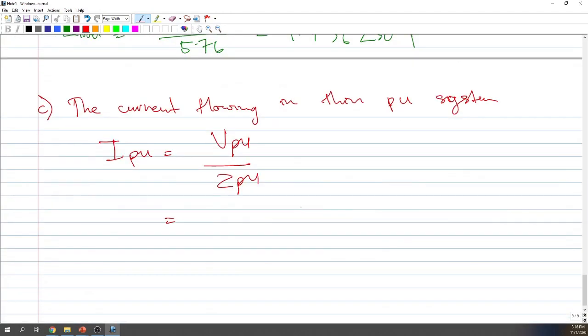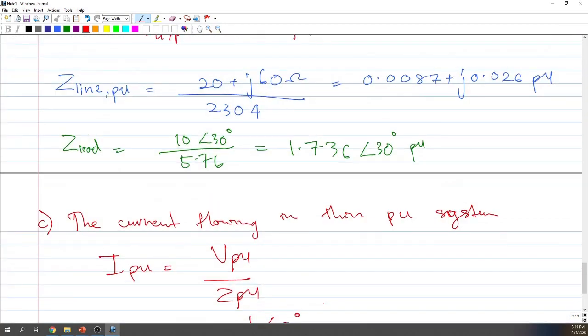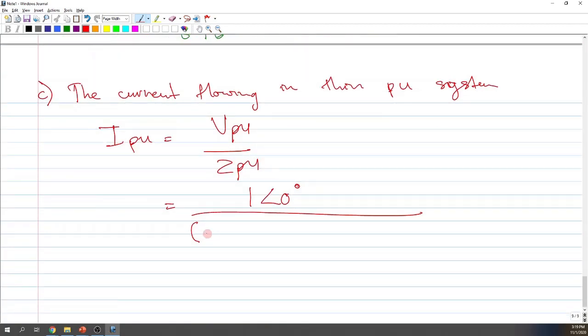Okay, so untuk atas ni dapat 1 lah, 1 angle 0. Okay, so untuk bawah ni Z ataupun dia punya impedance tu kita tambahkan je yang kita dah dapat dekat atas tu. Okay, so kita dapat 0.0087 plus J0.026 plus 1.736 tadi tu.